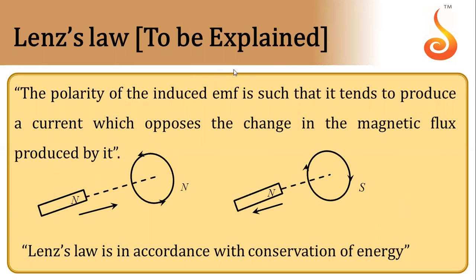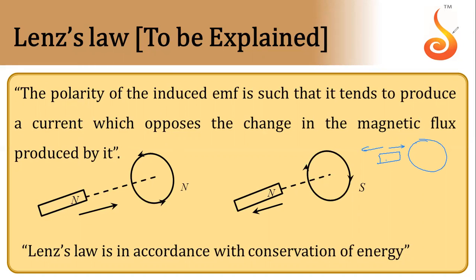Okay. Next is polarity. Like what will be the direction of the current? Let's say you have taken a coil and there is a magnet. This magnet can move in both directions, either forward or backwards. So we need to find the direction of the current being generated in the coil. According to Lenz's law, the polarity of the induced EMF is in such a way that it tends to produce a current which opposes the change in magnetic flux producing it.